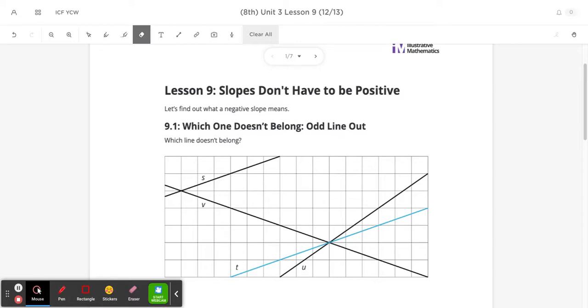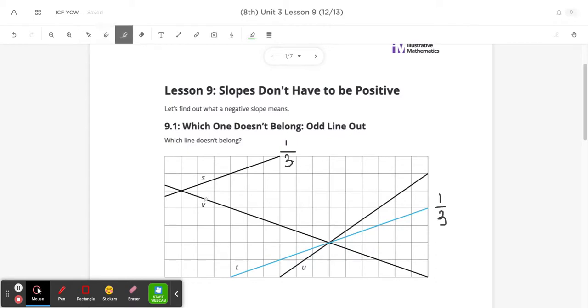On slide 1, you had to decide which line doesn't belong. There were a few main things we talked about. A lot of people noticed that line S and T both had a slope of 1/3. Of course, line U does not have a slope of 1/3.